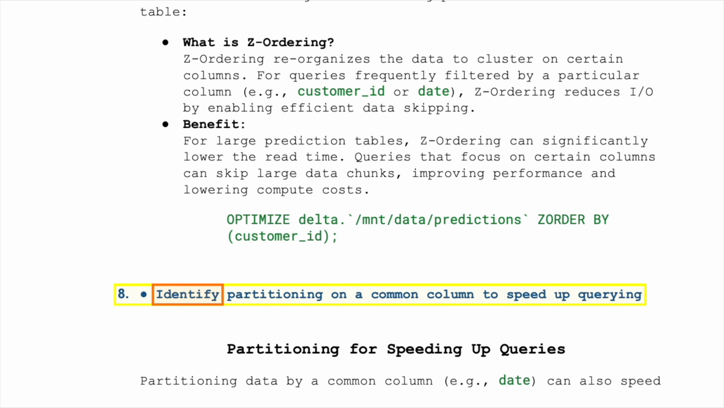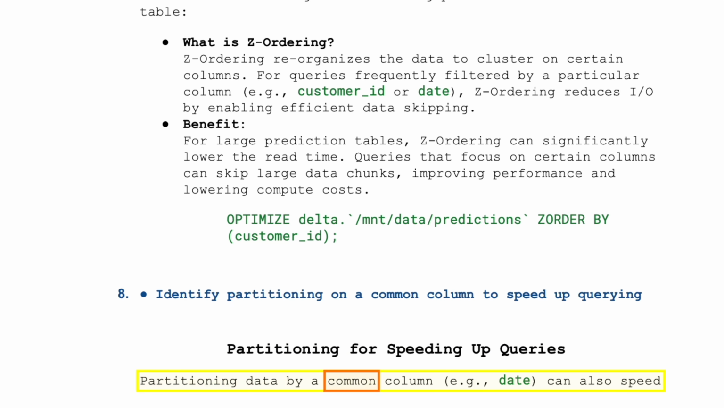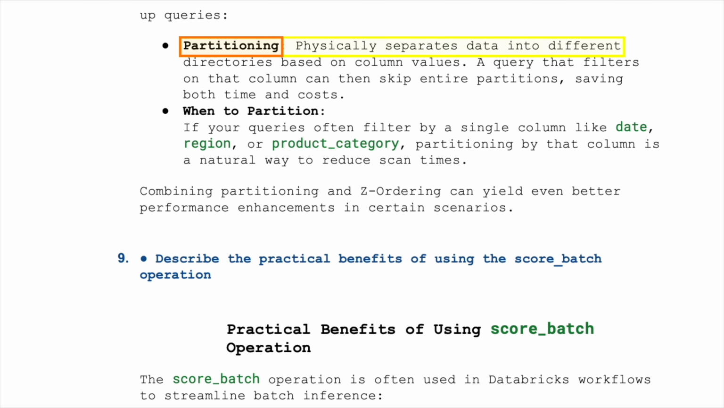8. Identify partitioning on a common column to speed up querying. Partitioning for speeding up queries. Partitioning data by a common column, for example, date, can also speed up queries. Partitioning physically separates data into different directories based on column values. A query that filters on that column can then skip entire partitions, saving both time and costs.